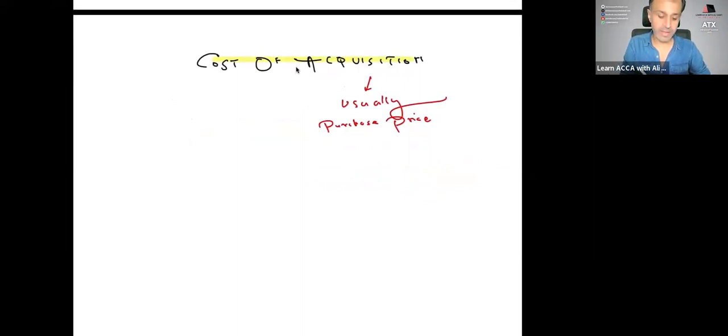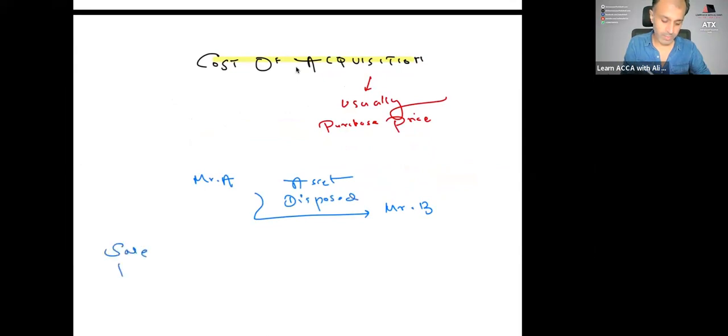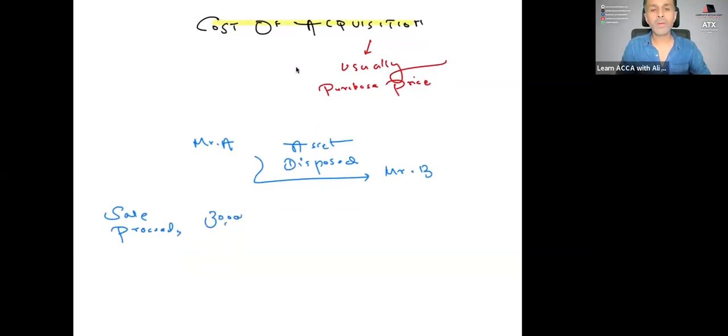This can be understood by looking at this example where Mr. A sells an asset to B, disposed for proceeds of 30,000. No matter whatever cost Mr. A has incurred in buying it, we must assume ourselves as Mr. B buying an asset from A for 30,000. So to us, it is a cost of acquiring an asset, which is the purchase price. For Mr. B, the price that he has paid in acquiring must be the cost of acquisition.